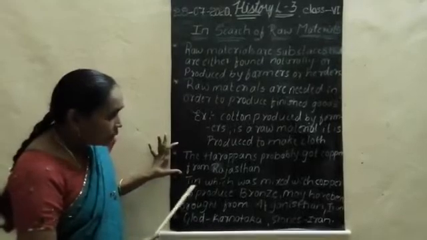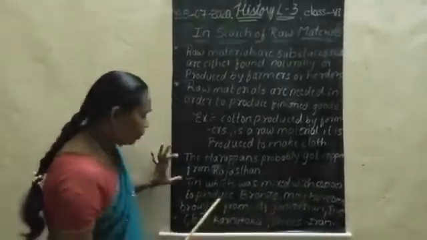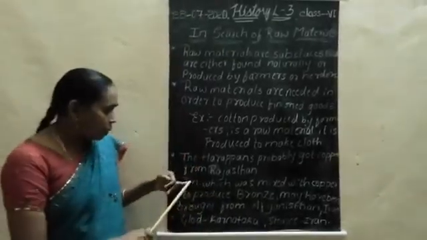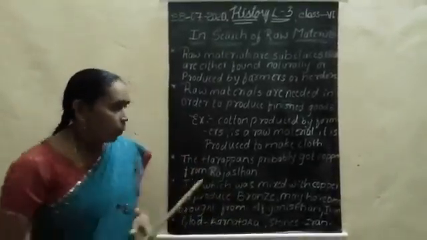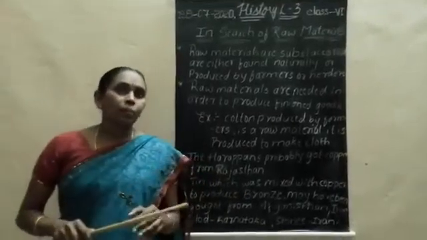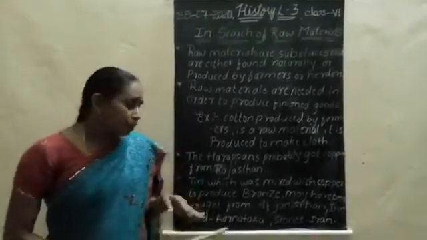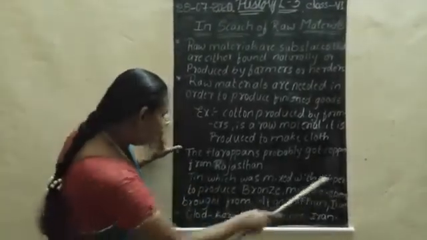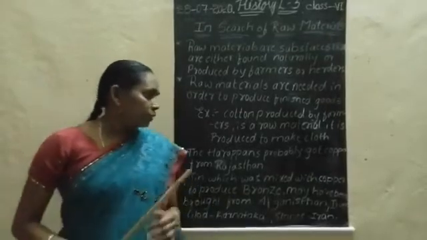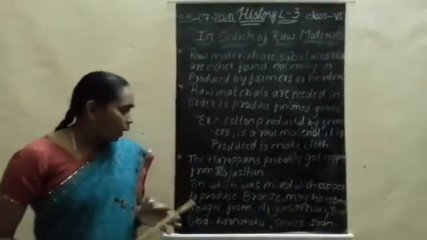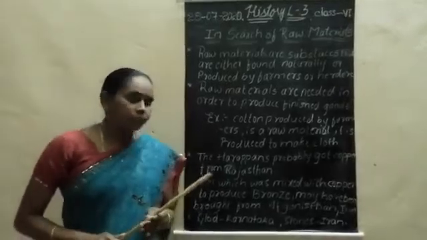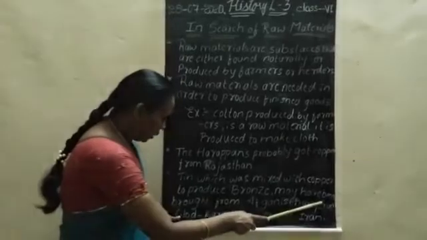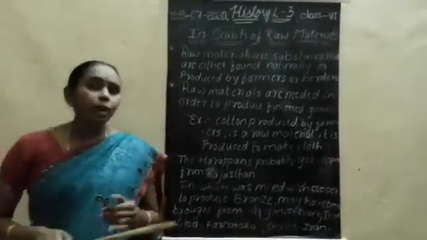Tin was mixed with copper to produce bronze. When tin and copper were mixed together, they produced bronze. The tin may have been brought from Afghanistan. These raw materials, tin and copper, they used to bring from Afghanistan and also Iran. And next, the different raw materials.